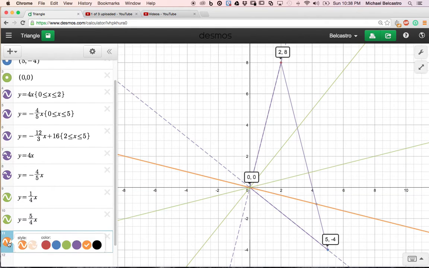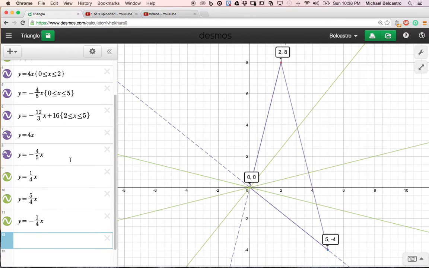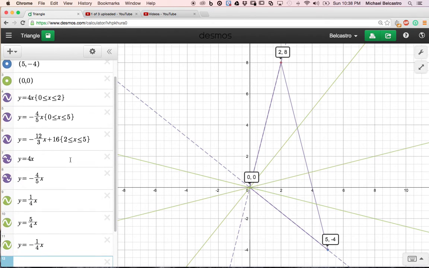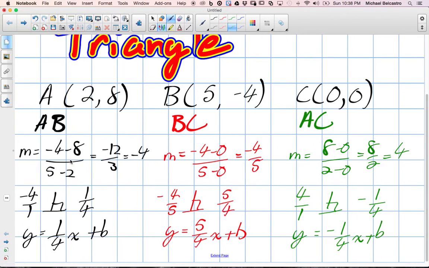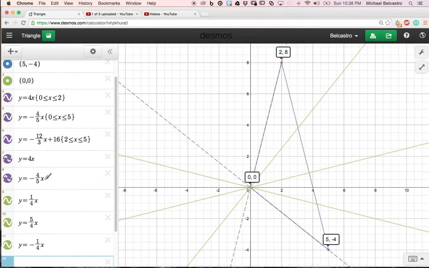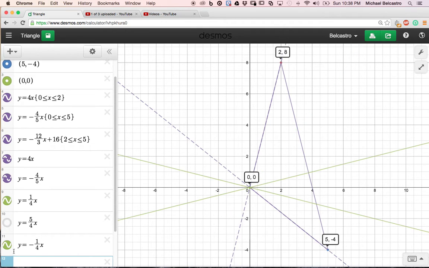I can see they're all going through the origin right now because we haven't given them y-intercepts, which is fine. We'll have to give all of them y-intercepts to see where these altitudes are. An altitude has to go through our opposite point. So for instance, AB, which was our 1 over 4, let's turn the other two off.